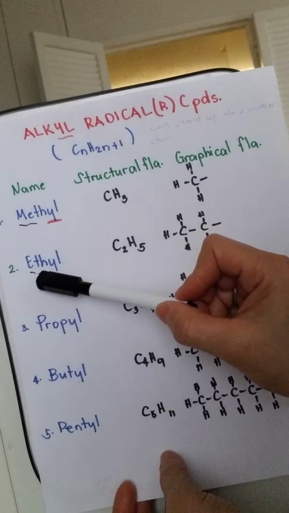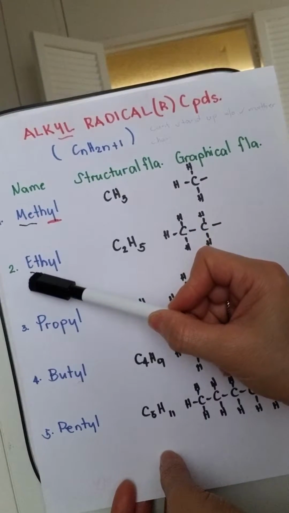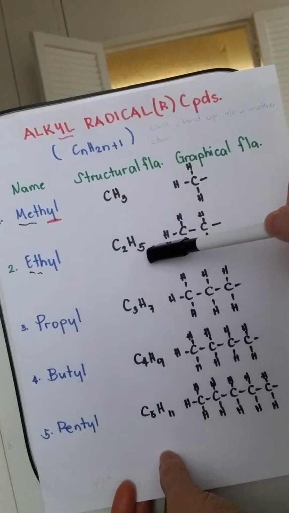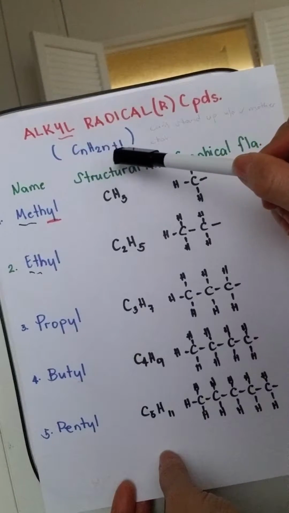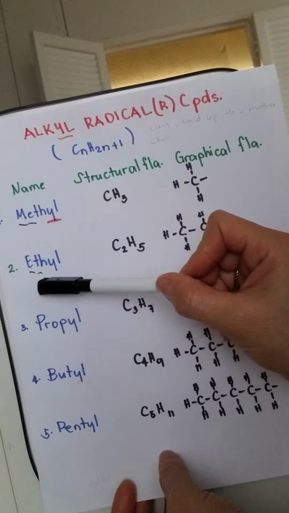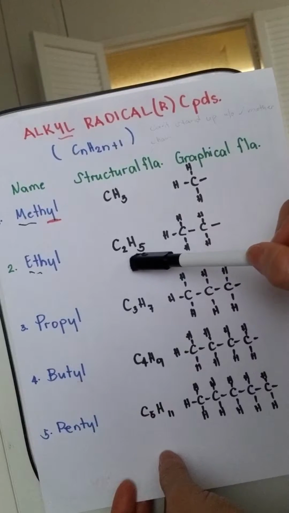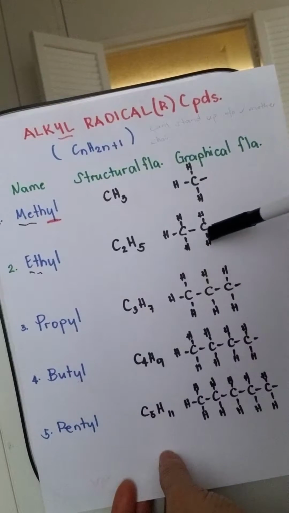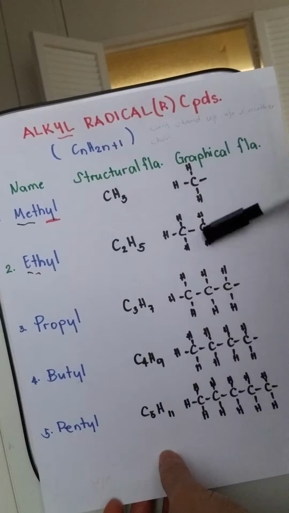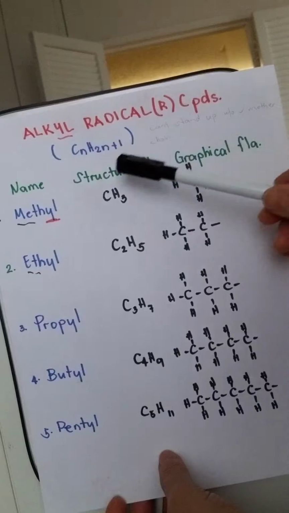Okay, so again, if you have a prefix of eth, meaning the compound has 2 carbon atoms, and yl follows the general formula CnH2n+1, 2 times 2 plus 1 is 5. So your ethyl alkyl radical compound has a molecular formula of C2H5. And what about the graphical formula? You have 2 carbon atoms and 5 hydrogen atoms. So we follow the same system as to how we draw the graphical formula for every alkyl compound.